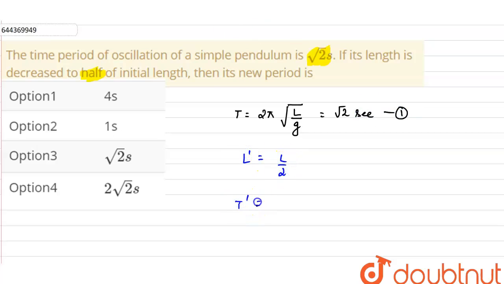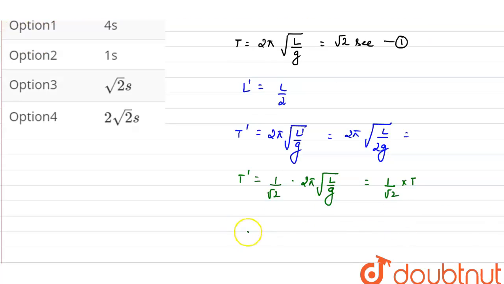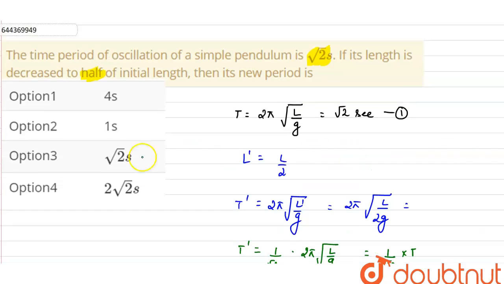So the new time period T dash will be equal to 2 pi under root of L dash upon g. Correct. So this will be equal to 2 pi under root L upon 2g. So this can also be written as T dash equals 1 upon root 2 into 2 pi under root L upon g. So from equation number 1, it will be equal to 1 upon root 2 into time period T, which is root 2. So T dash will be equal to 1 upon root 2 multiplied by root 2, that will be equal to 1 second. Okay, so the new time period will be 1 second. So option 2 is correct.